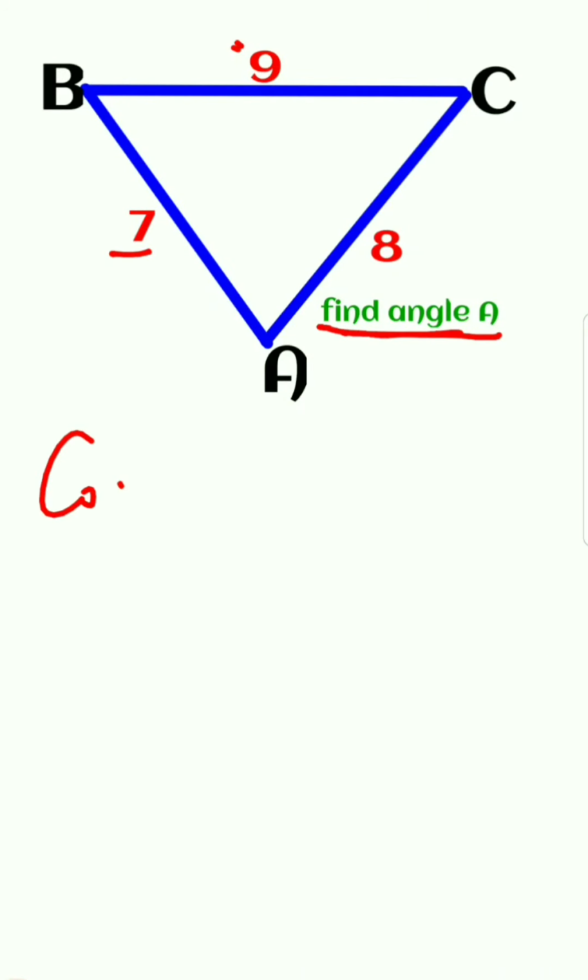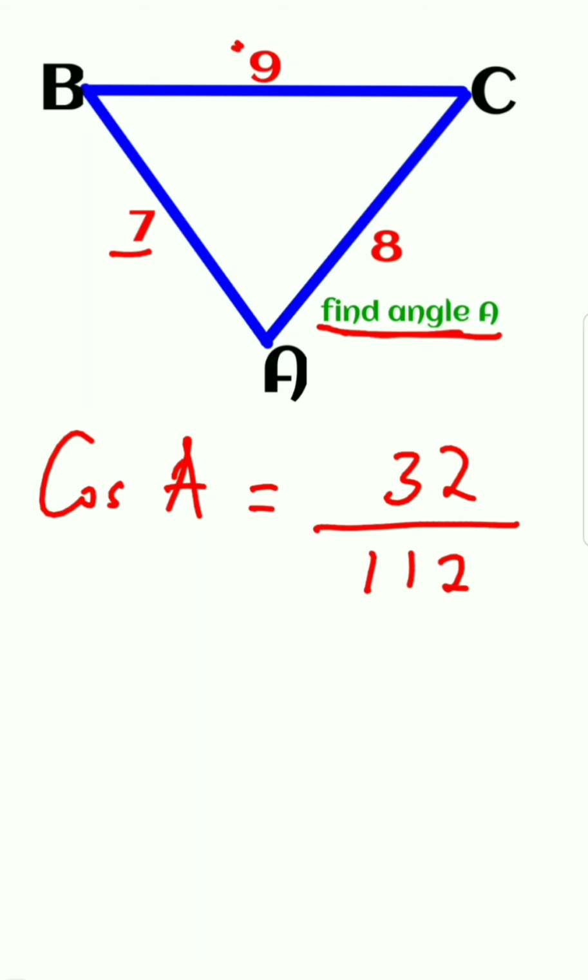Cos A equals to 8 squared plus 7 squared minus 9 squared, equals to 32, over 2 times 7 times 8, equals to 112. 32 divided by 112 is 0.2857, etc., etc. You don't need to write this number down.